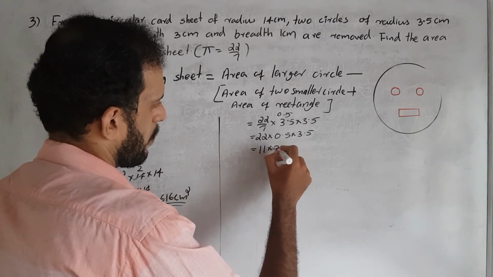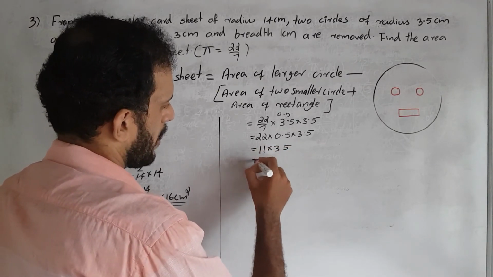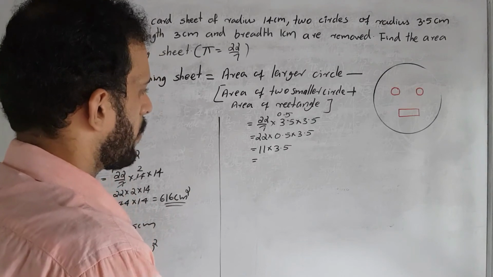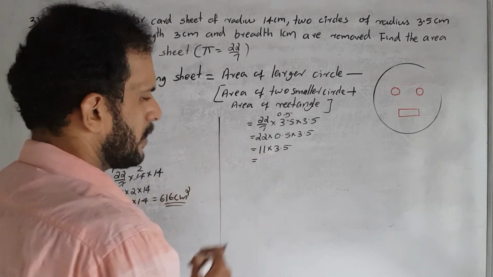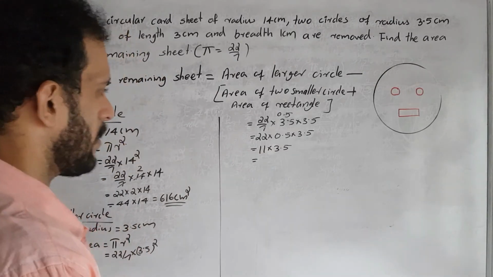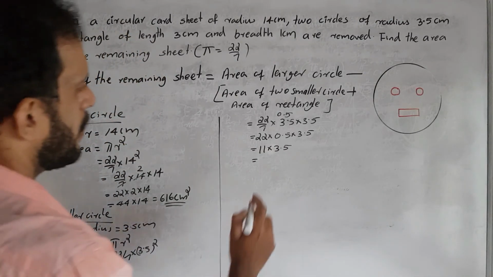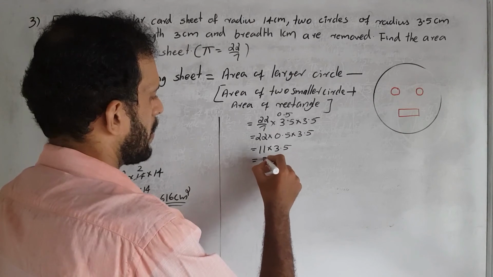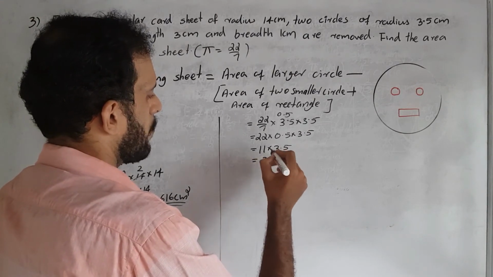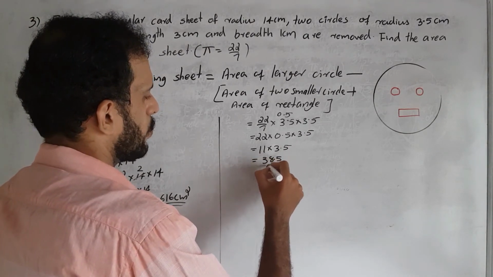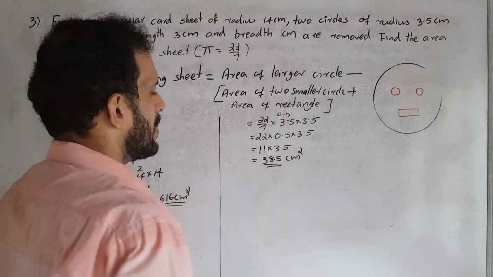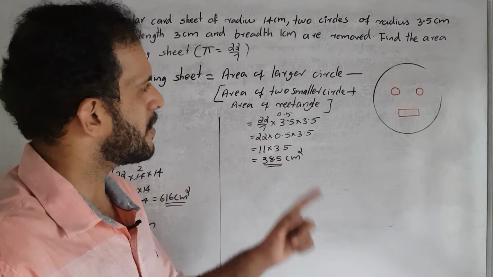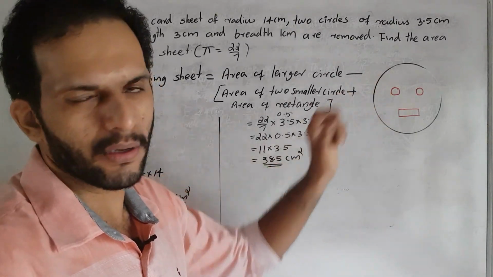11 into 3.5. Okay. Then what is 11 into 3.5? Then we multiply 11 into 35 first. Correct. 11 into 35 is 385. So we put the decimal point after one digit. So 38.5 square centimeter. 38.5 square centimeter is the area of one smaller circle.